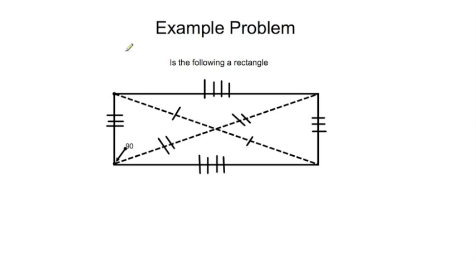Yay, problems! Okay, so let's go through our list of properties to see if this is a rectangle. Are all angles 90 degrees? Why, yes. One angle's right, so all the other angles are right as well. On top of that, you can see that the opposite sides are parallel and congruent. The opposite angles are definitely congruent, and the consecutive angles are supplementary.